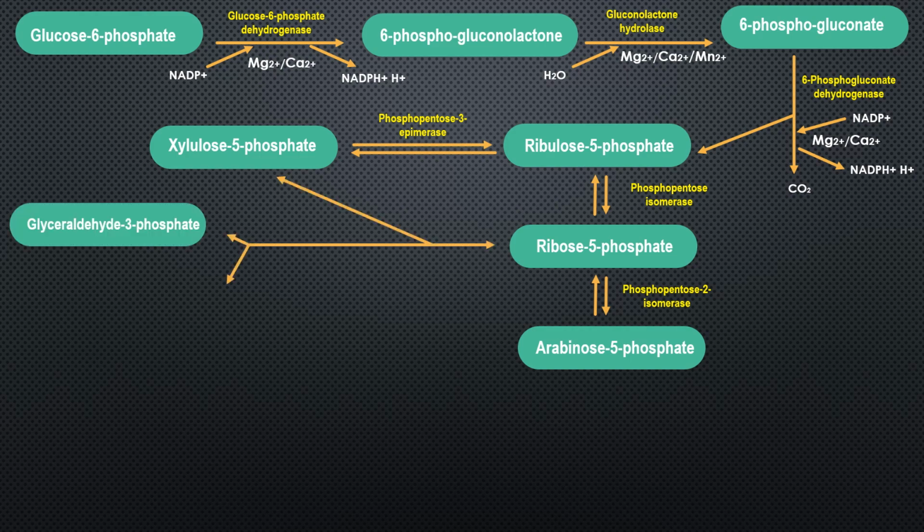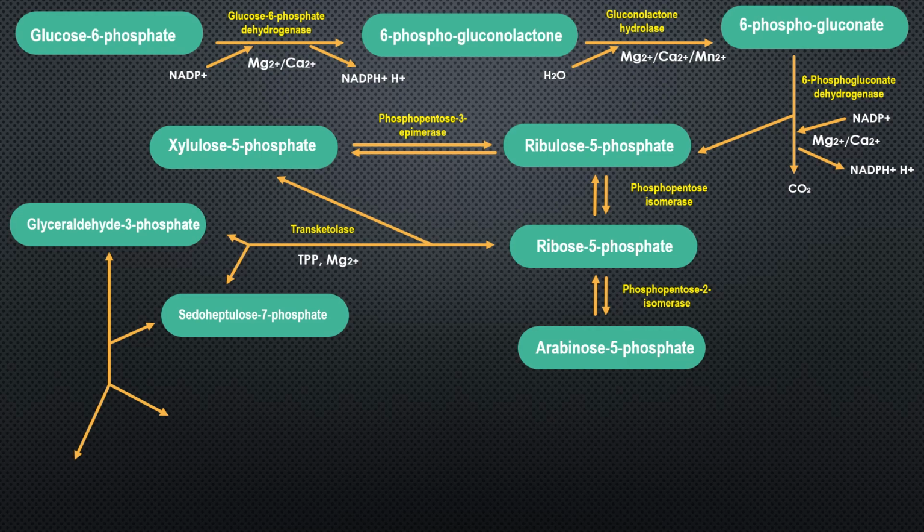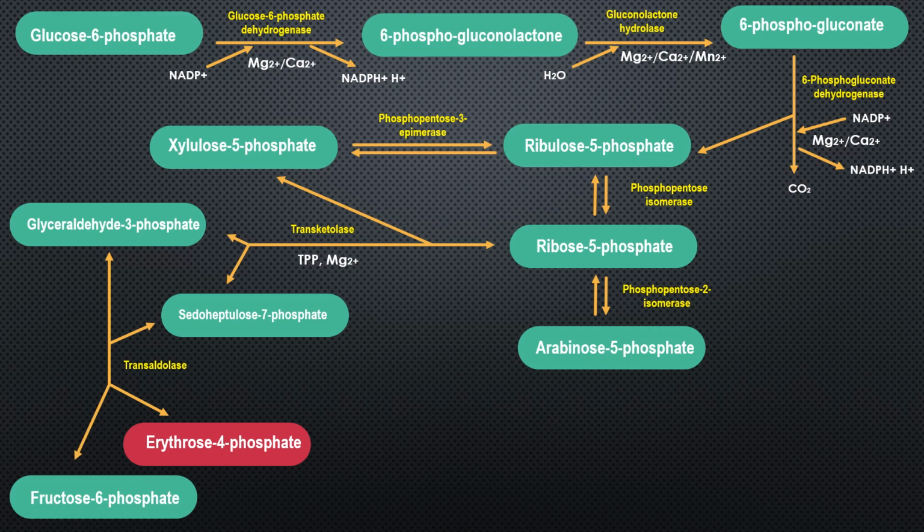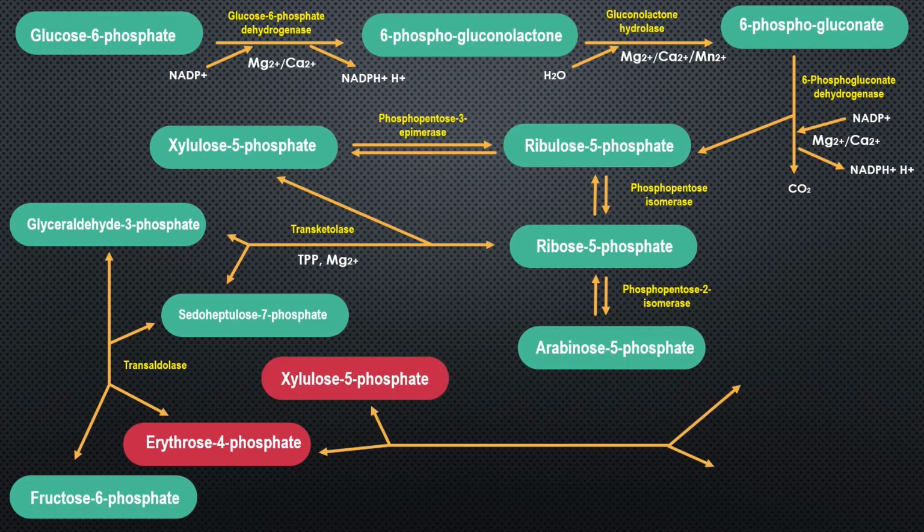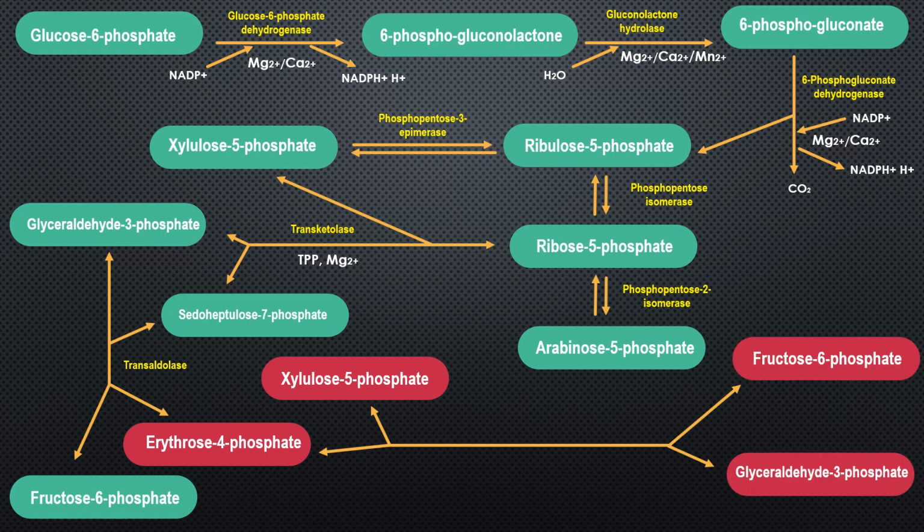Next, this ribose 5-phosphate can give rise to xylulose 5-phosphate also, and with that it also gives rise to glyceraldehyde 3-phosphate with the help of the enzyme transketolase. Now this glyceraldehyde 3-phosphate is converted into sedoheptulose 7-phosphate with the help of transaldolase, again into fructose 6-phosphate and erythrose 4-phosphate. Now this erythrose 4-phosphate converts into xylulose 5-phosphate, fructose 6-phosphate and glyceraldehyde 3-phosphate with the help of the enzyme transketolase and with the help of TPP and magnesium.